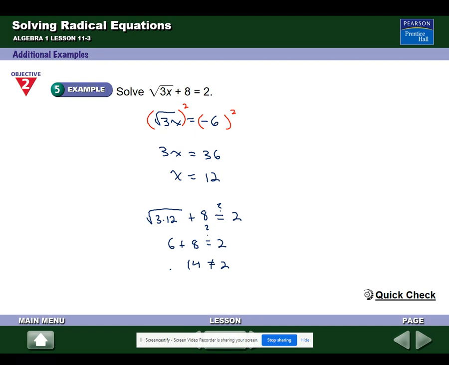Okay, so we thought we had a solution. We thought it was 12. That's extraneous. And if we thought we had one solution and it turned out to be extraneous, what do we say? No solution.